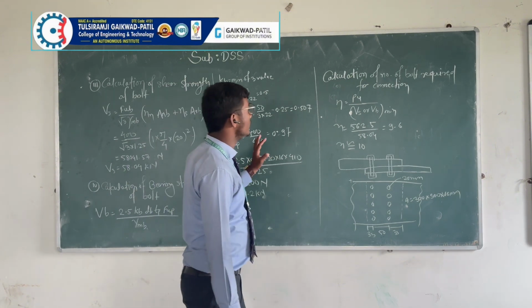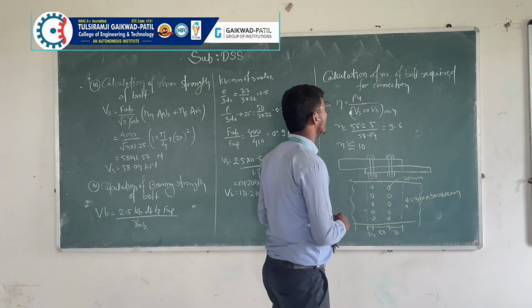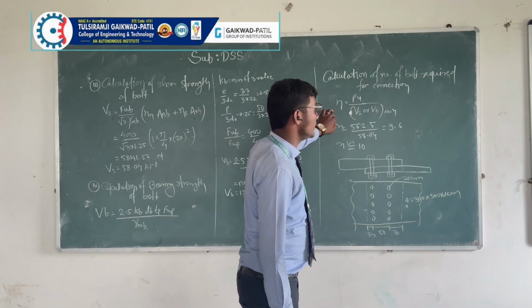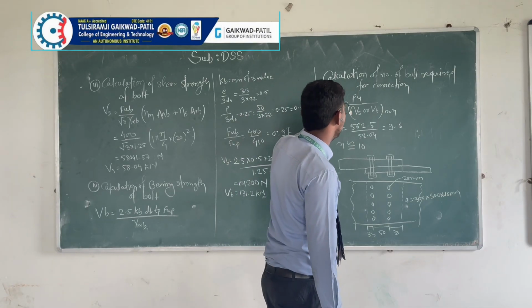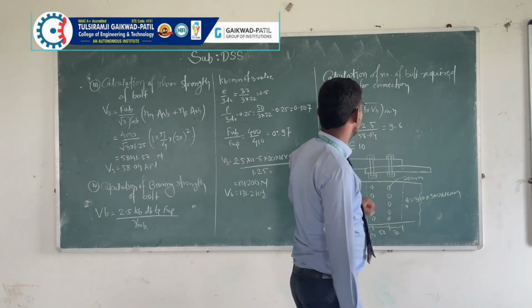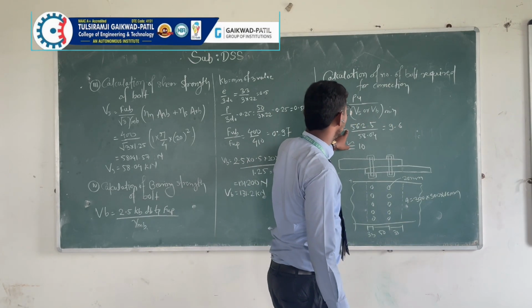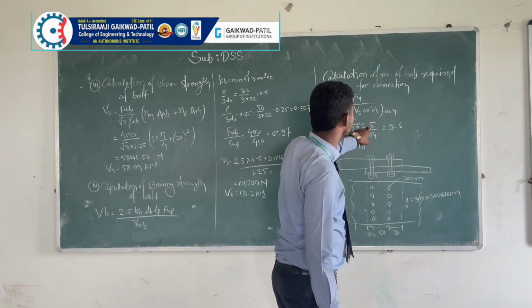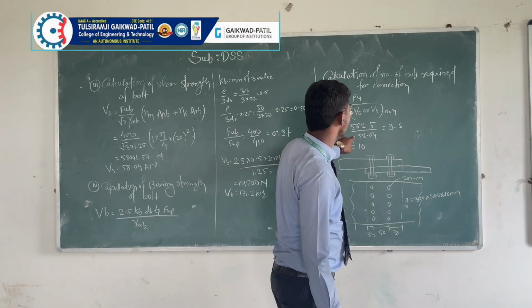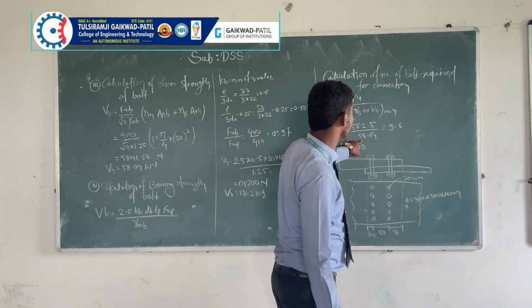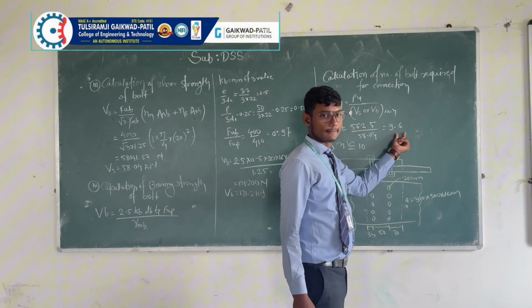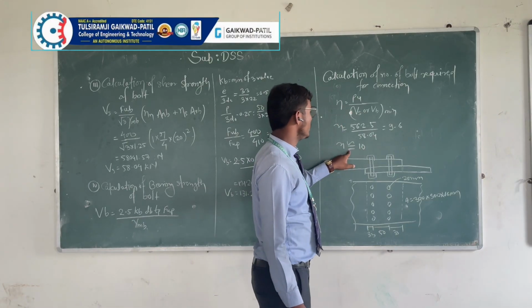Then we calculate the number of bolts required for the connection. The formula is n is equal to Pu divided by Vs or Vb, whichever is minimum. Putting in the values, n is equal to 562.5, which is Pu, divided by 58.04, which is the bolt value. We get the value 9.69. So n is equal to 10.